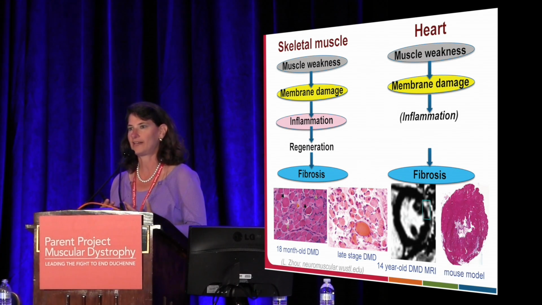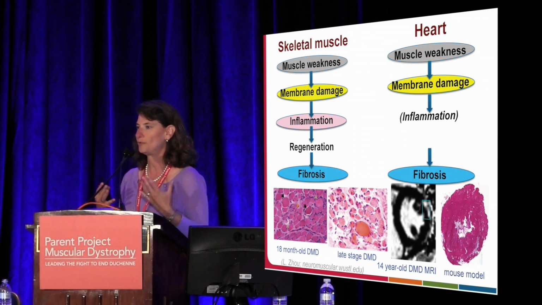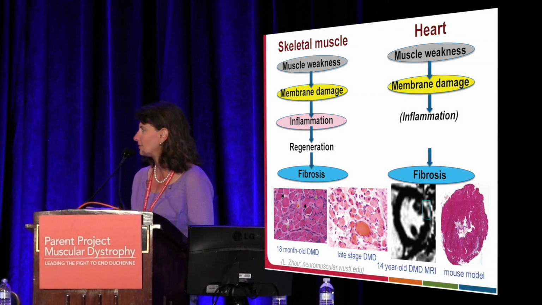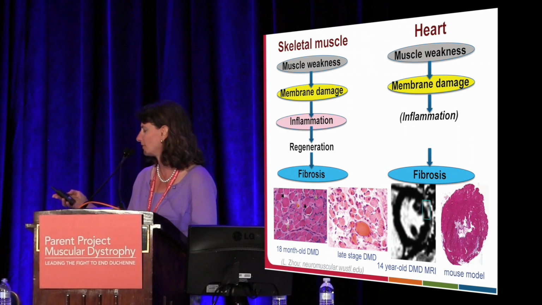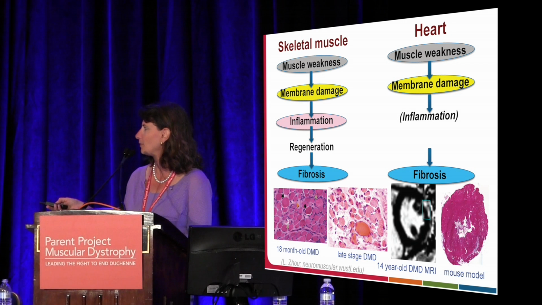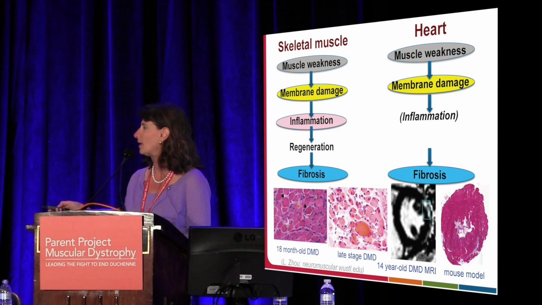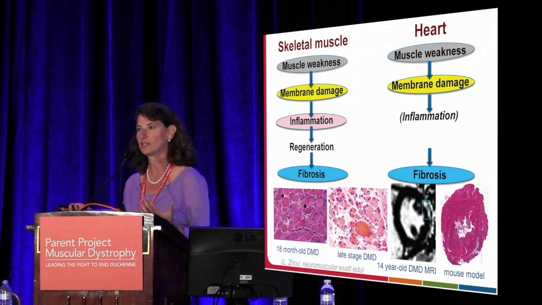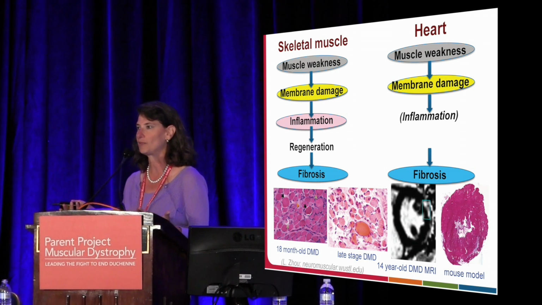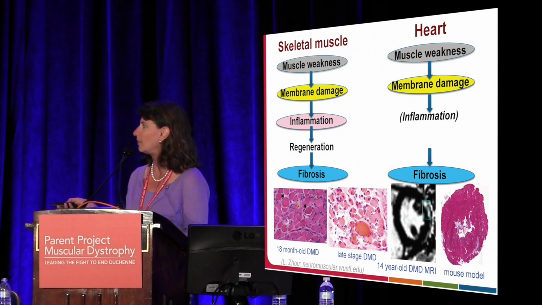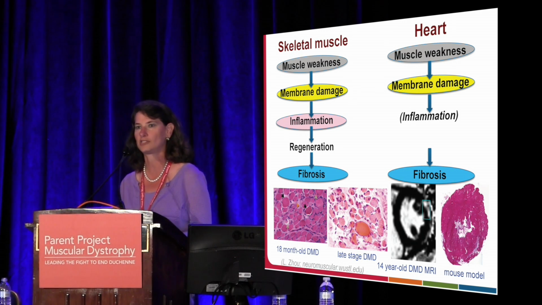So these cellular events can basically be broken down into a few broad categories. In skeletal muscle, these categories are muscle weakness that occurs before membrane damage. And when the membrane is damaged and a fiber starts to die, immune cells cause inflammation and come in and clear up the area. And these immune cells can have both positive and negative effects. The positive effects are that they clean up the dead tissue and allow regeneration to occur.